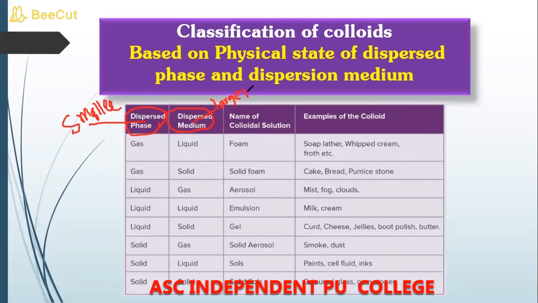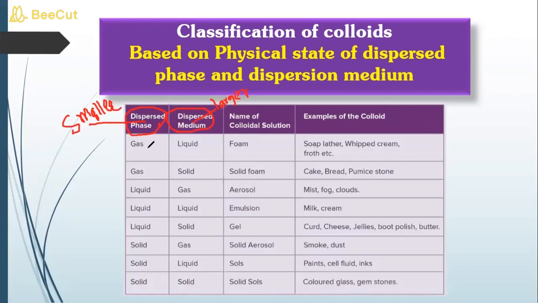By keeping this as a key, colloids are of various types. Now, if the smaller portion is a gas and the larger portion is a liquid, it is called a foam. Foam can be seen in soap lather while whipping a cream, or any kind of froth is considered to be a foam.